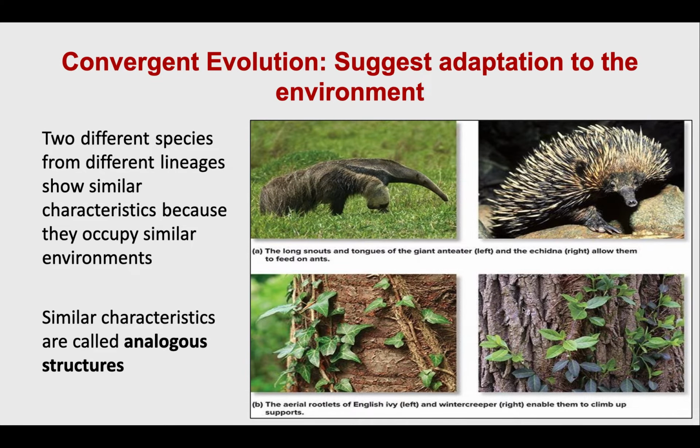We can also look at that with plants. So vining plants are a good example. These plants are not closely related, but they live in a similar type of environment where they might want to grow up to reach the sunlight, per se. So they have these aerial roots and these very viney stems that allow them to grow up. These similar characteristics that we observe between different species are called analogous structures. So that long snout or the very viney stems would be analogous structures.